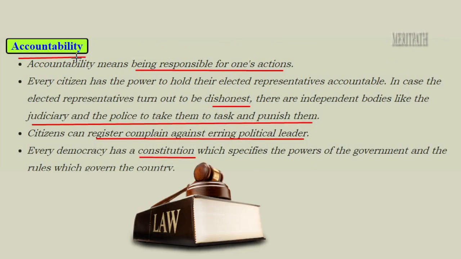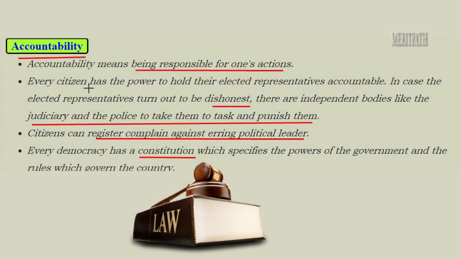Next key element of democracy is accountability. Accountability means being responsible for one's actions. That means if I am doing some action, only I am responsible for that action, whether it is a good action or a bad action. In the same way, if the leader who has been elected by the people in a democratic government does something wrong, then only he is responsible for his action and nobody else.